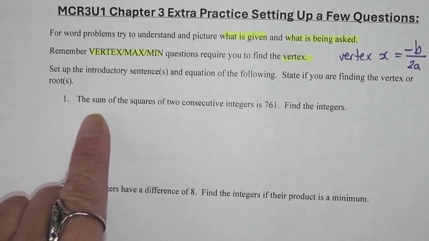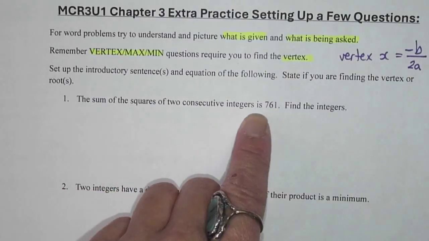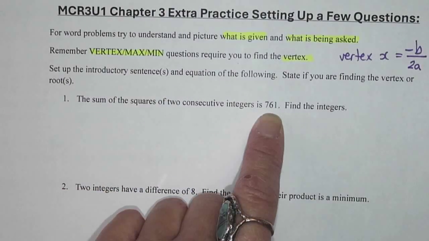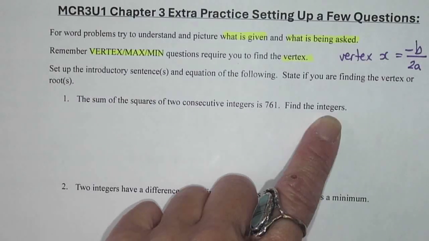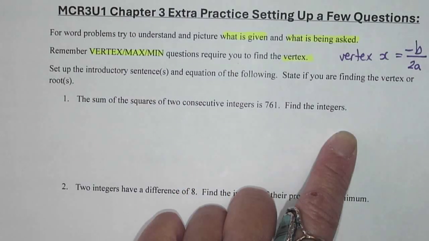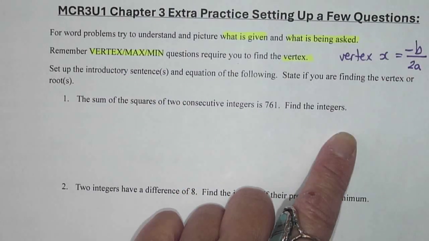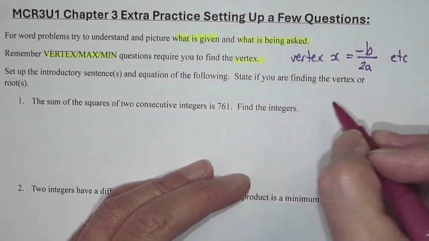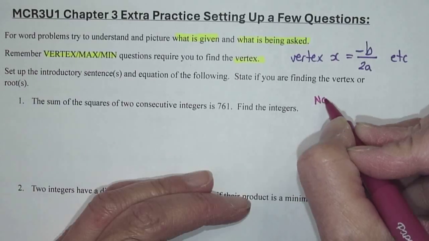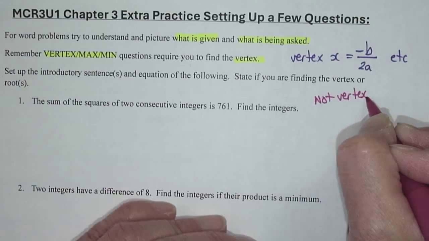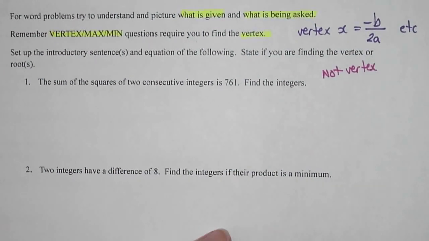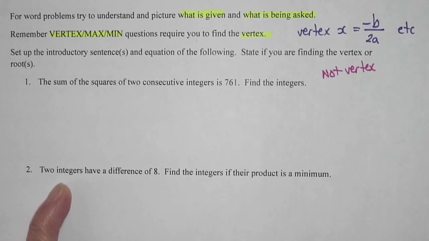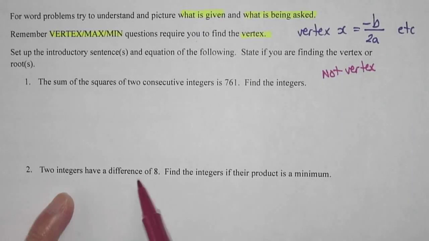The sum of the squares of two consecutive integers is 761, find the integers. Is this a vertex question? No, so not a vertex. And then contrast that to the next one. Again, we'll set them up. Two integers have a difference of 8. Find the integers if their product is a minimum.